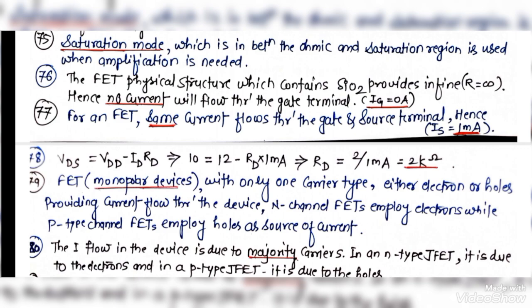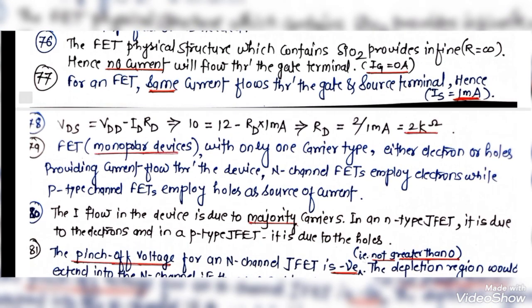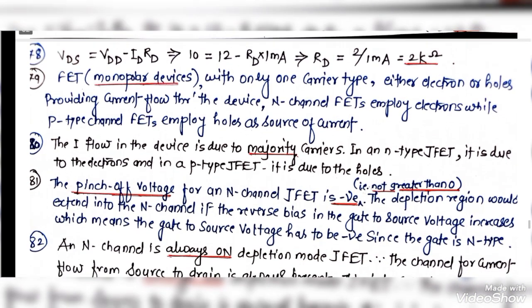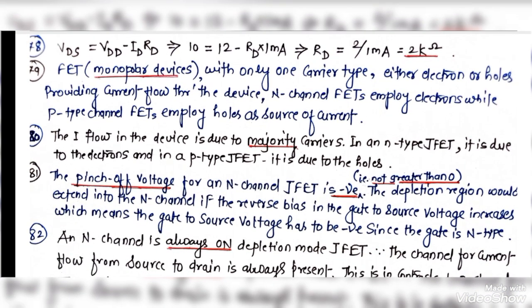The FET physical structure, which contains silicon dioxide, provides infinite resistance. Hence, no current will flow through the gate terminal. Ig is equal to 0 ampere. For a FET, the same current flows through the gate and source terminal. Hence, source current is equal to 1 milliampere. Here VDS is equal to VDD minus ID RD. Therefore, in this example, RD is equal to 2 kilo ohm.